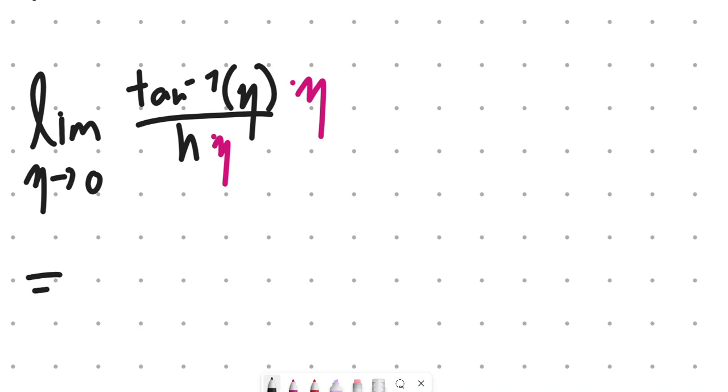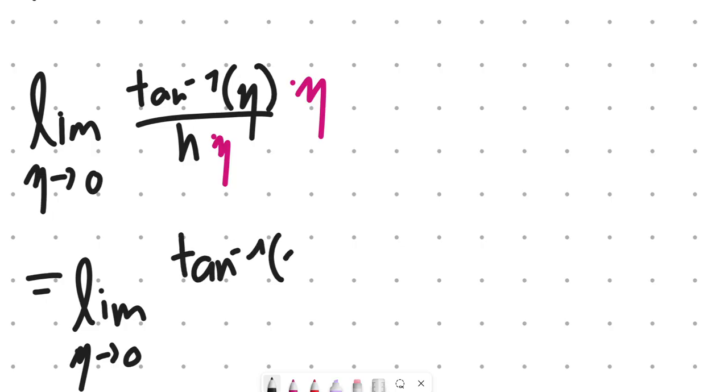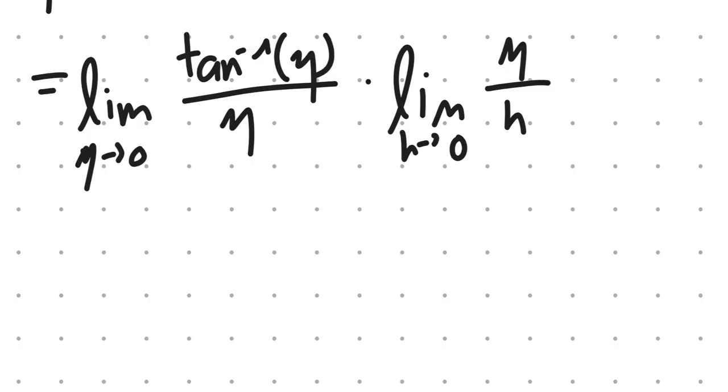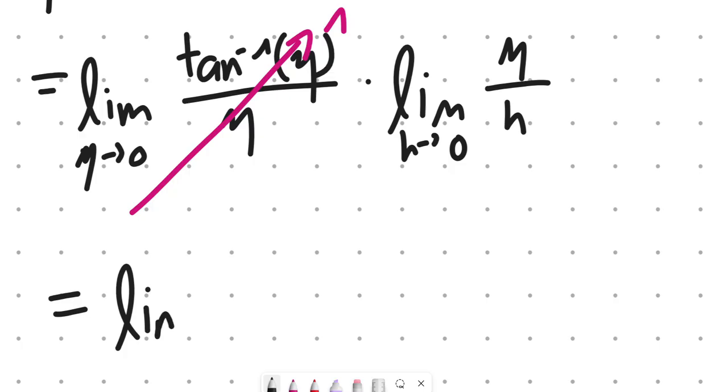So now we can split the whole thing up through the limit rules. We have the limit as eta approaches 0 of inverse tangent of eta over eta, and times the limit as, let's use h here, because eta goes to 0, h also can go to 0, of eta over h. Now, inverse tangent of eta divided by eta will also approach 1. So we have 1 times something, so it's just something. So we are left with the limit as h approaches 0 of eta over h.